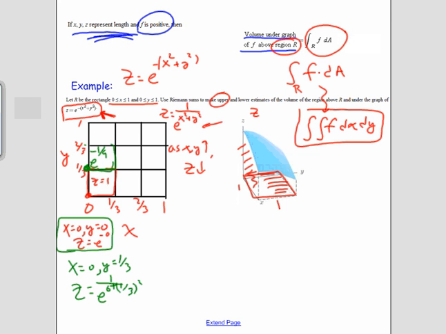Okay, if I want to find this box using an upper estimate, again, I'm going to use the smallest x and y combination. So that's going to happen when x equals 0 and y equals 2/3. And so my z value is going to be e to the negative 0 plus 2/3 squared, which is e to the negative 4/9.